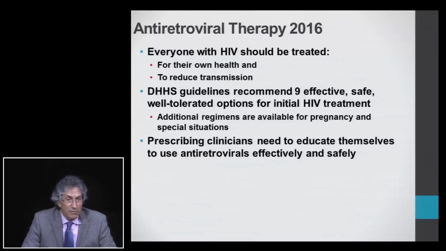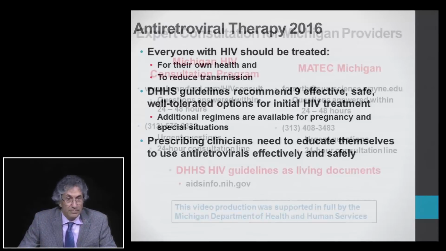So in 2016, remember, everyone with HIV should be treated for their own health and to reduce transmission. The DHHS guidelines recommend 9 effective, safe, well-tolerated options for initial HIV treatment of persons who do not have any drug resistance, and additional regimens are available for use during pregnancy and for other special situations. And we encourage clinicians in Michigan who are interested in doing antiretroviral therapy to join in this intervention, to educate themselves to be able to use antiretrovirals effectively and safely.